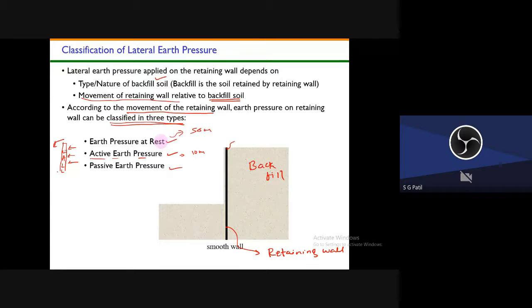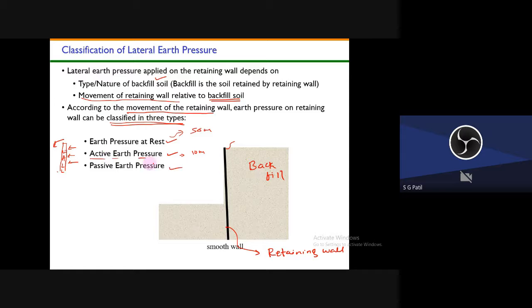The best example for earth pressure at rest is if you are building basements. I will explain this at rest condition in my coming slides, because there I have a beautiful figure with which I can explain it nicely. For the time being, earth pressure at rest means the wall is not moving anywhere. It's stationary.